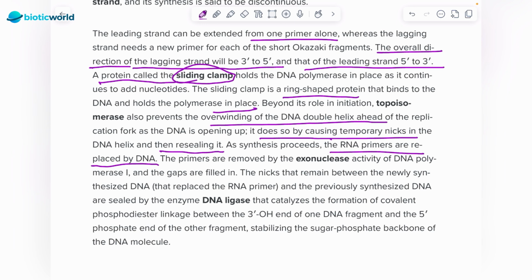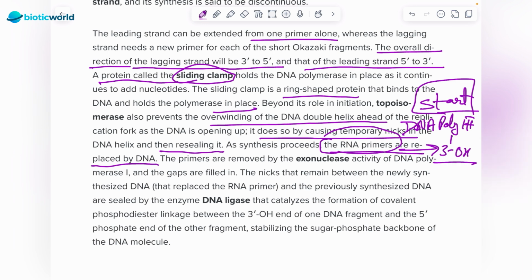So, in the beginning of this DNA replication initiation, we use some RNA primers to start our replication, because DNA polymerase 3 requires a free 3'-OH group, right? So we use some RNA primers, and now here in the elongation step we replace them with DNA. The primers are removed by the exonuclease activity of DNA polymerase 1, and the gaps are filled in. The nicks that remain between the newly synthesized and the previously synthesized DNA are sealed by the DNA ligase.